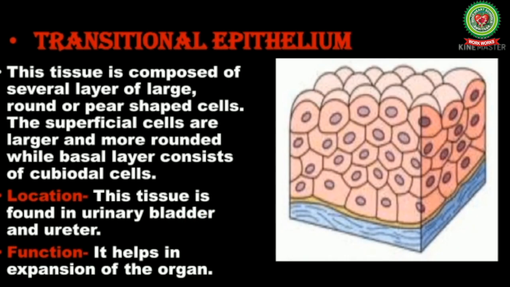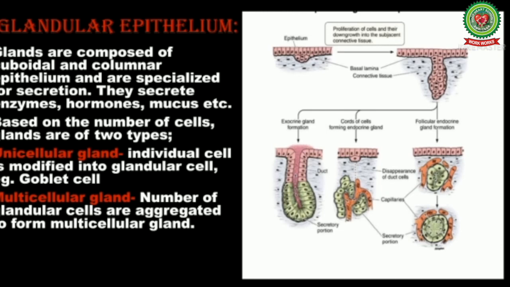Next is transitional epithelium. This tissue is composed of several layers of large, round, or pear-shaped cells. The superficial cells are larger and more rounded, while the basal layer consists of cuboidal cells. They are located in the urinary bladder and ureter, and it helps in expansion of the organs.